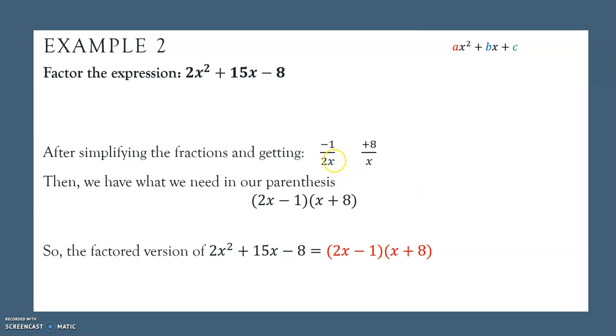So rewriting the solution, I have 2x minus 1 because it's negative, and then I have 1x plus 8 because it is positive. And again, you set each of these fractions into their own set of parentheses, and you are done with your answer. You can always double check by multiplying the binomials together.